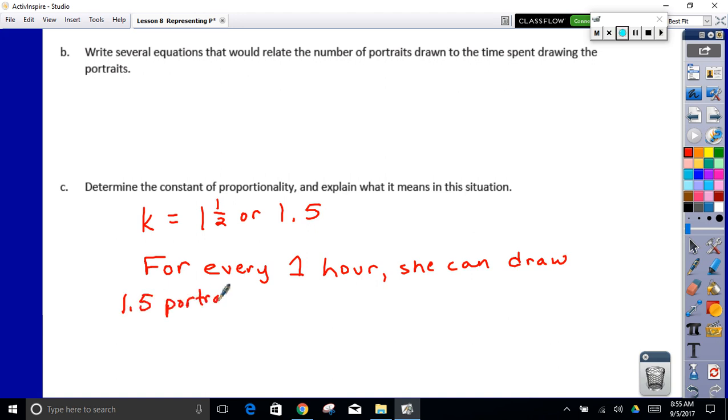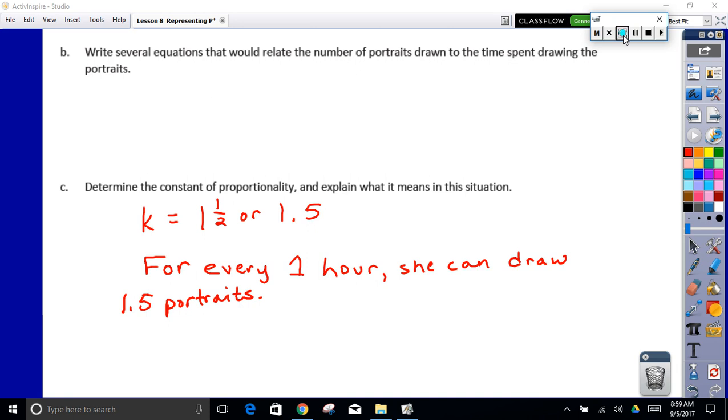Okay, we just have one more question to answer. The bell is going to ring, so we're going to pause this. We'll resume. Okay, now we're going to go backwards to part B. Part B, the reason I wanted to start with C, part B asks us to write several equations that would relate the number of portraits drawn to the time spent drawing the portraits. We're going to start by writing the equation that we're familiar with using that constant of proportionality.